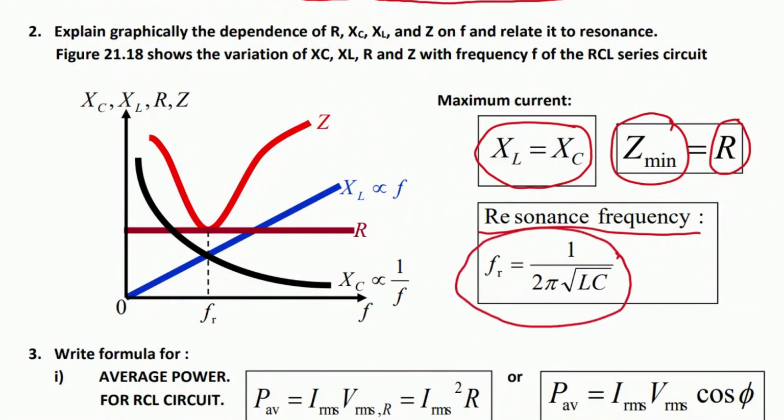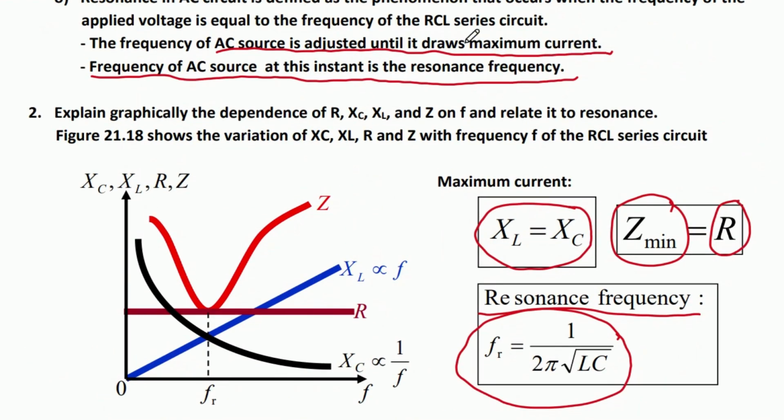When resonant frequency occurs, this is the formula if they ask you to calculate the resonant frequency: fR equals 1 over 2 pi square root of LC. So this is the equation to find the resonant frequency. Resonant frequency occurs when XL equals XC. When XL equals XC, Z will become minimum, so Z minimum equals R. So the current will become maximum. When the current becomes maximum, the frequency of the AC source at that instant is the resonant frequency.